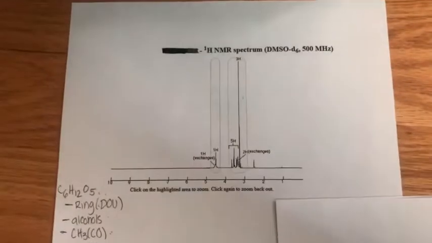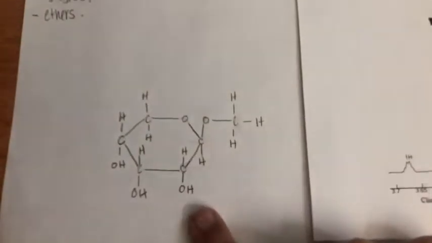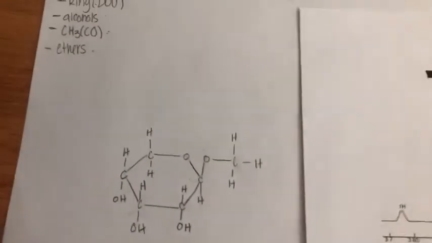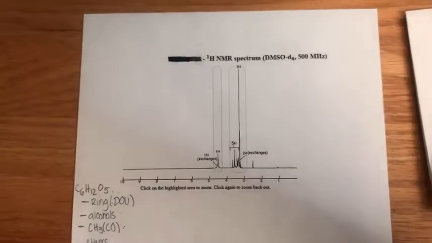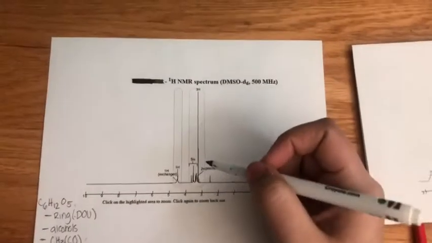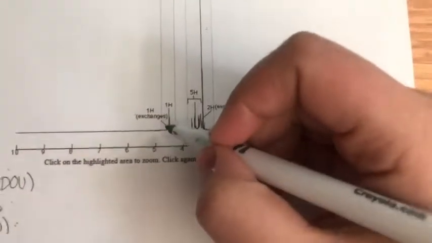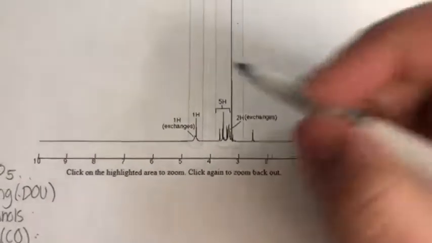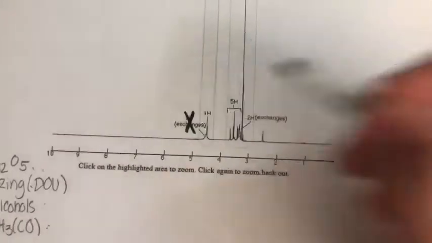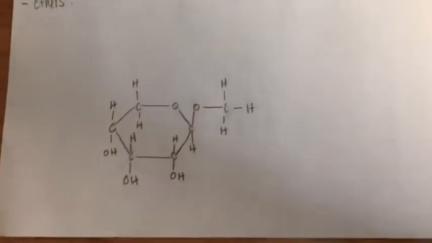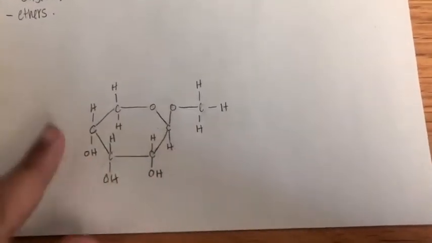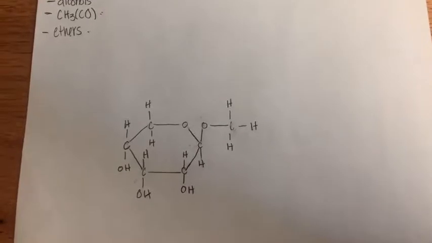Hi, so now I'm back and I have our proposed structure drawn out. Now we're going to look at both the zoomed in version and the whole HNMR to see if we can match up these hydrogens. Actually, before I match up any of the hydrogens, we have some exchanges here. We have a 1H exchange that I'm just going to X out, and a 2H exchange that I'm just going to X out, because that's just due to how many oxygens there are, since they're so electronegative.